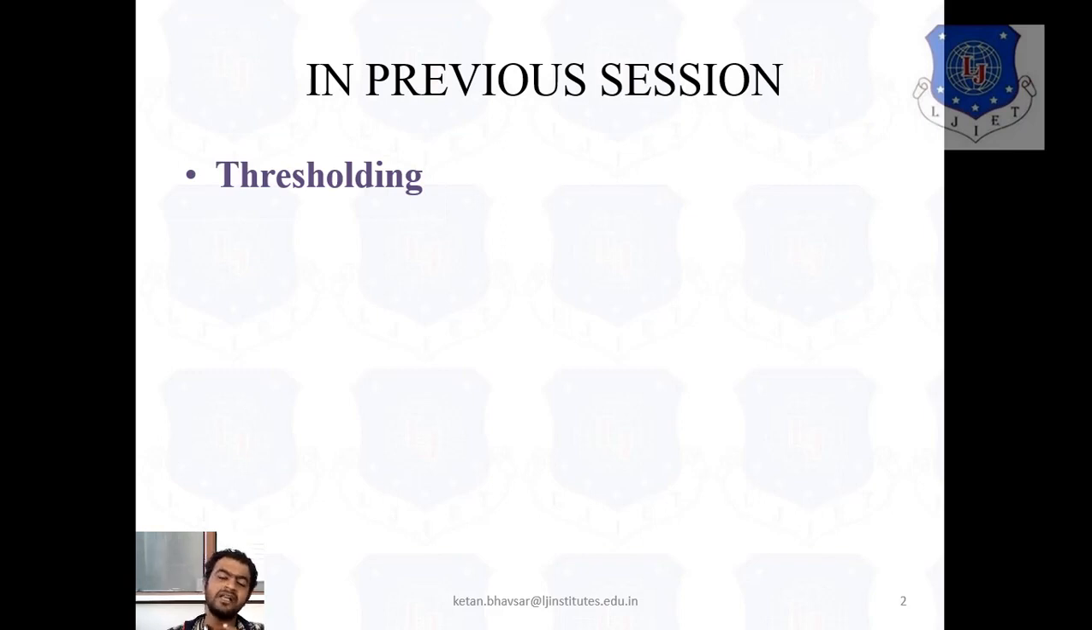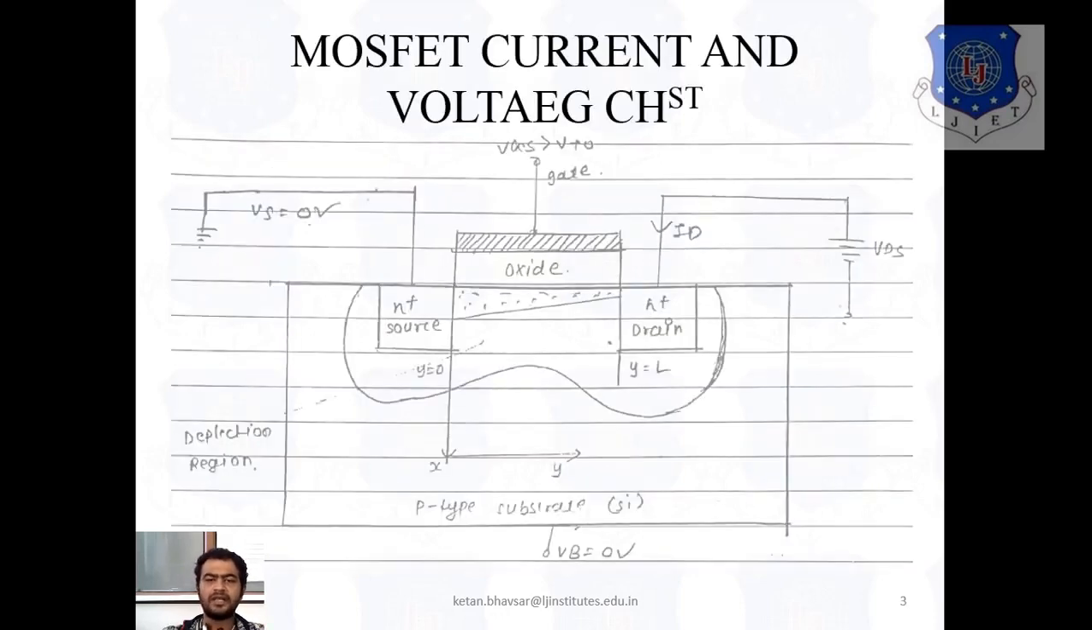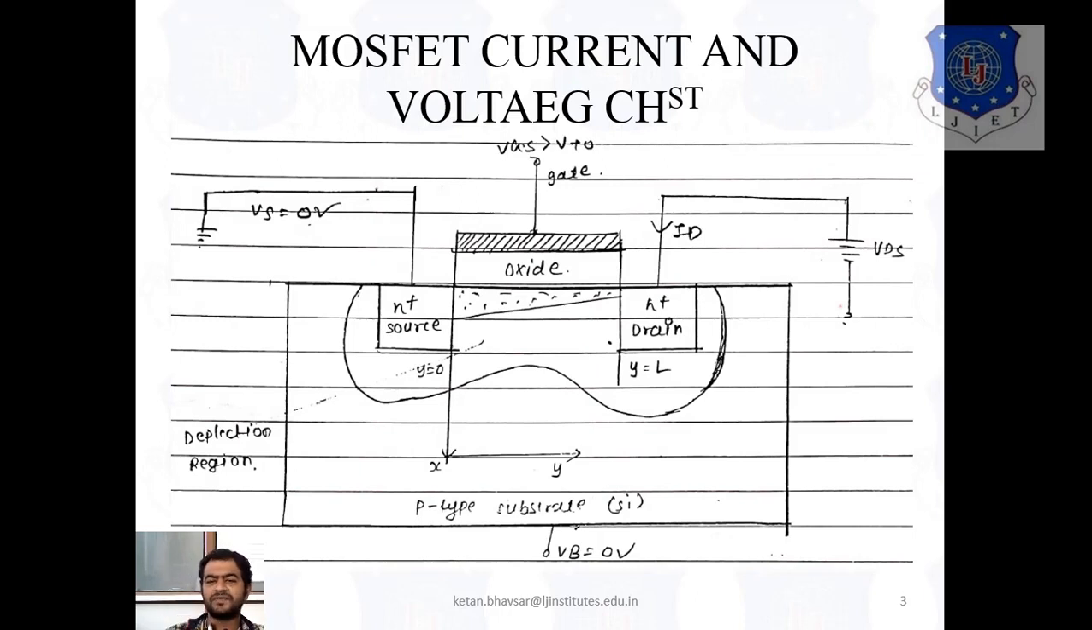coefficient. In both cases, we considered with substrate bias and without substrate bias, meaning VSB is equal to 0 and VSB is not equal to 0. So we already proved what exactly the threshold voltage is in the previous section. Now we are talking about the MOSFET current and voltage characteristics.